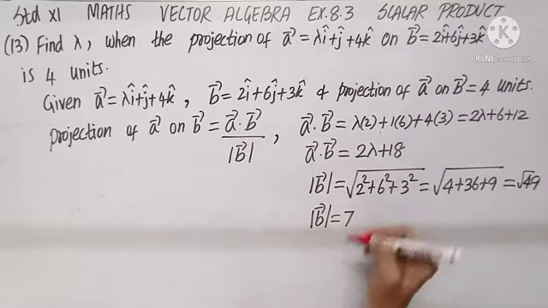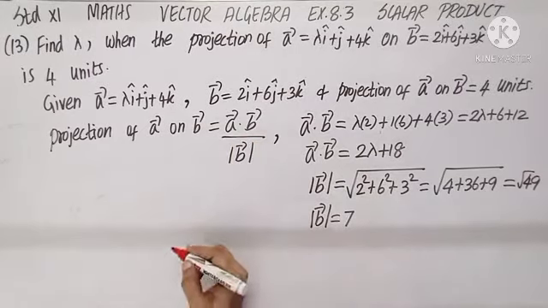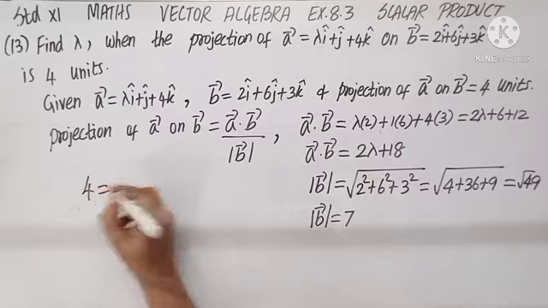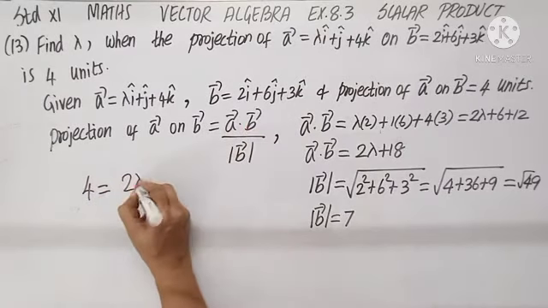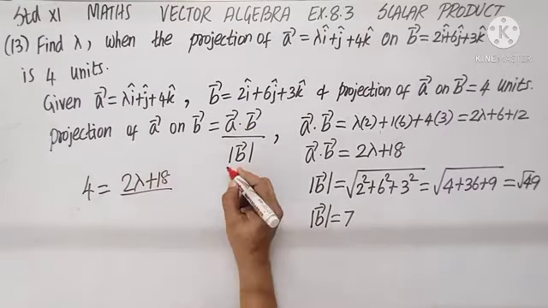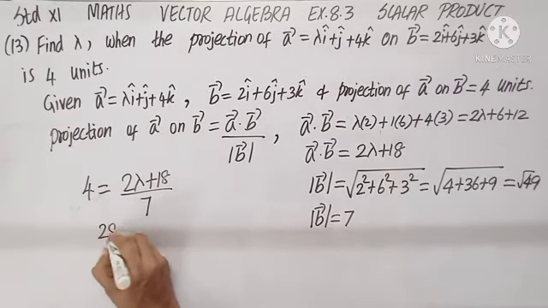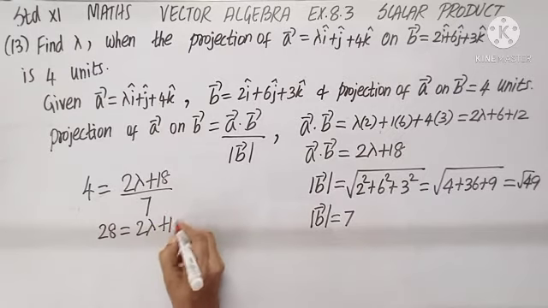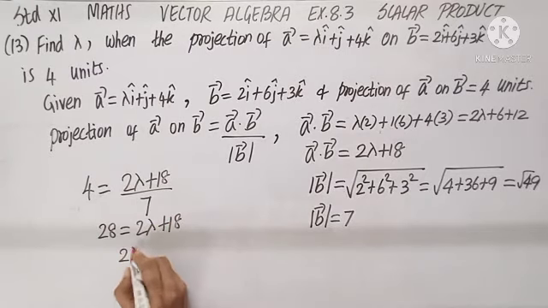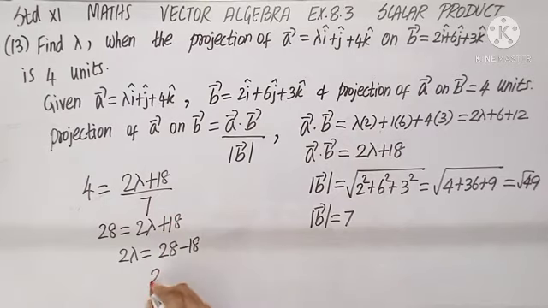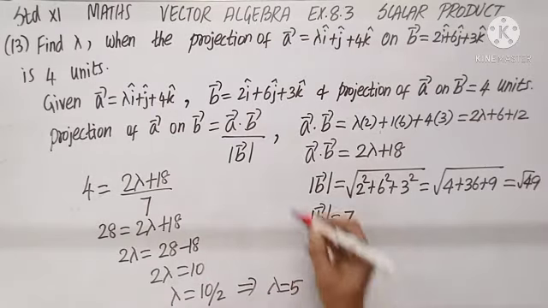As I know the modulus, let us substitute. What is the projection of A on B given? It is 4. What is A dot B? 2 lambda plus 18. What is modulus of B? 7. As I cross multiply, 28 is 2 lambda plus 18. So 2 lambda is 28 minus 18. 2 lambda is 10. So lambda is 10 by 2, or we get lambda equals 5.